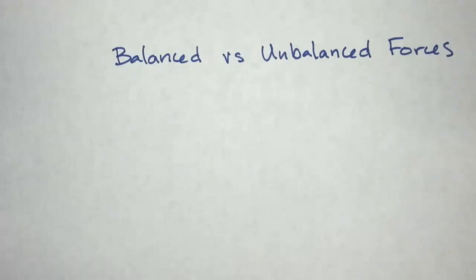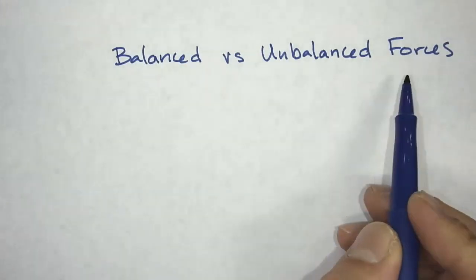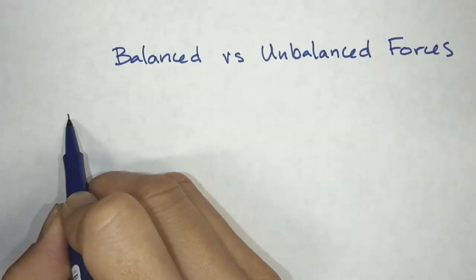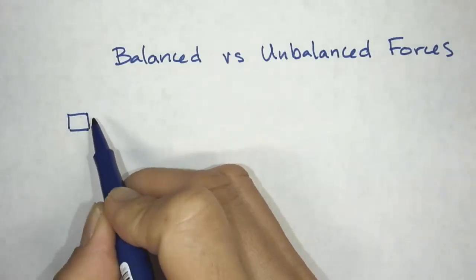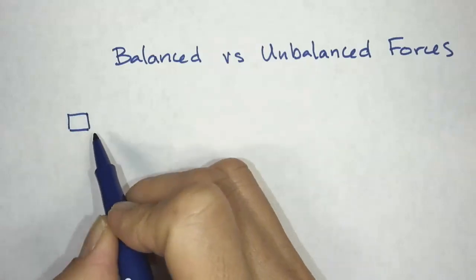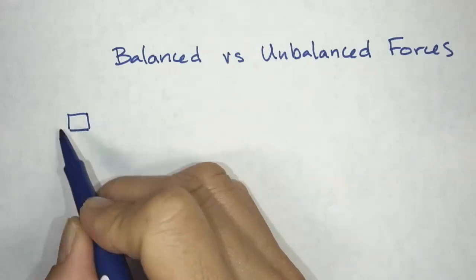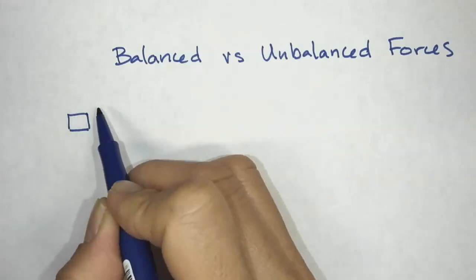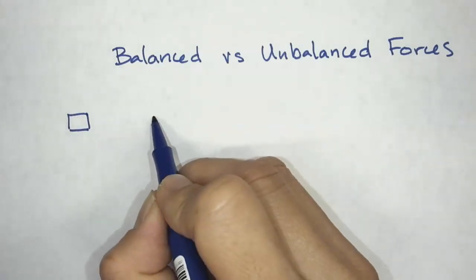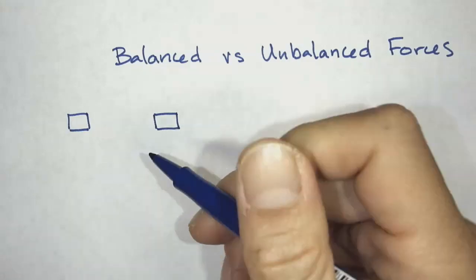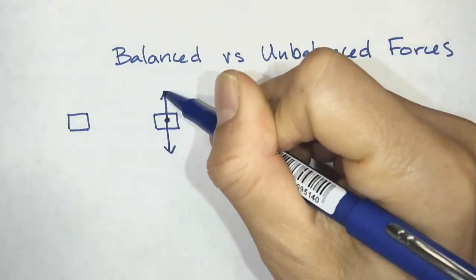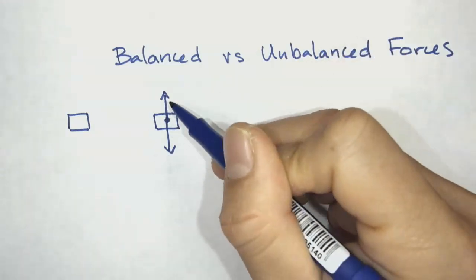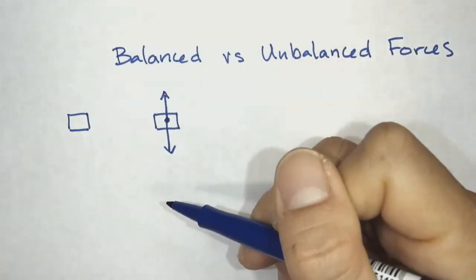In this video, we're going to cover balanced versus unbalanced forces. I'm going to first take a look at this object, which has no forces around it. And so this is a case of a balanced force situation because there's no forces acting on it. The second object does have two forces acting on it, and they are the same amount, but in opposite direction. So this is also balanced.